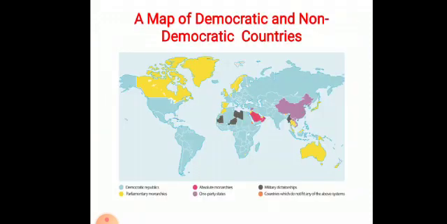Let us see the map of democratic and non-democratic countries. The light blue shaded regions are democratic republic countries. The red shaded regions are absolute monarchies. Then the yellow shaded regions are parliamentary monarchies. Okay, yes.